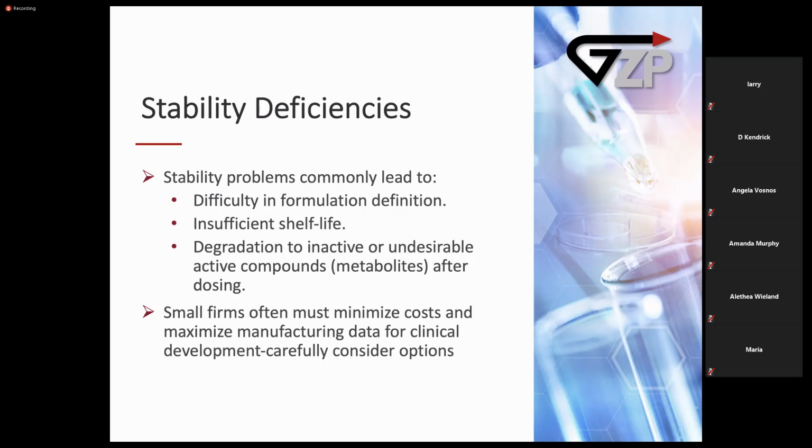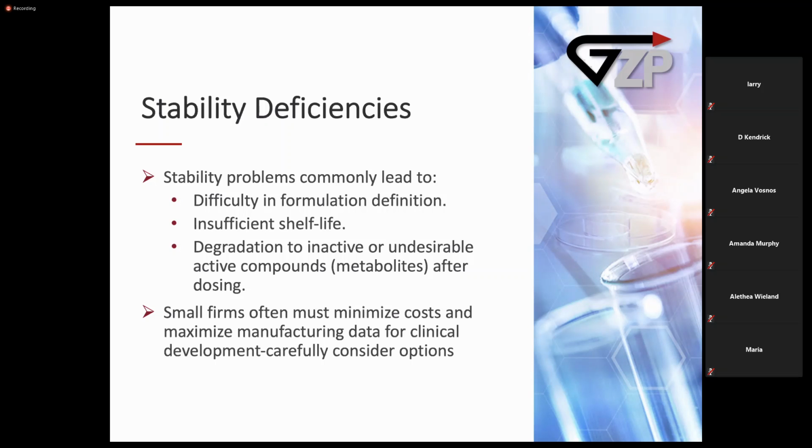Small firms need to minimize costs often and maximize manufacturing data for clinical development. So carefully consider your options. Do you go with a GMP manufacturer first off? Do you need 12 months of stability? We've seen situations where contract manufacturers love to generate a year's worth of stability before they'll turn over your provisional drug product to you. Well, you don't need that. You might need a month or 3 months more comfortably for your first human clinical trial. So you don't need a year's worth of stability or longer.